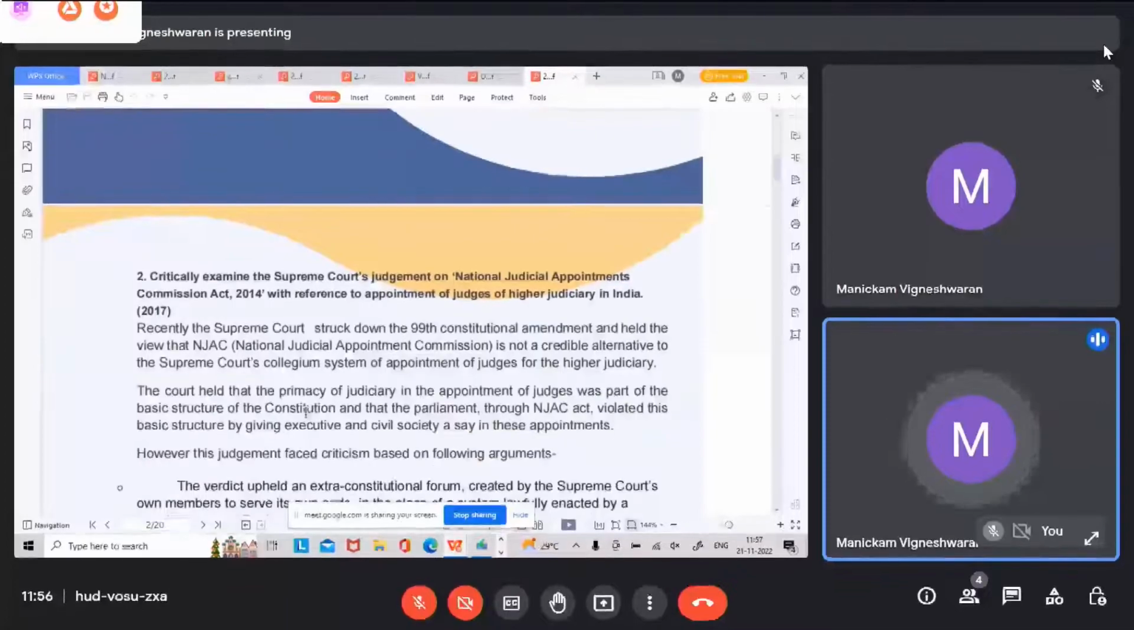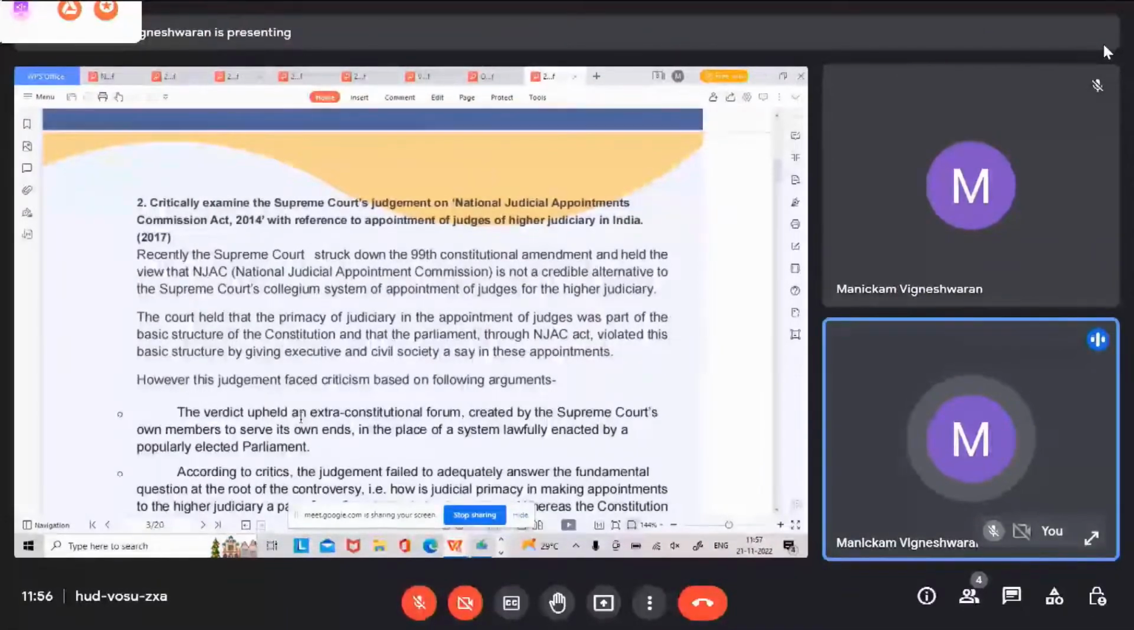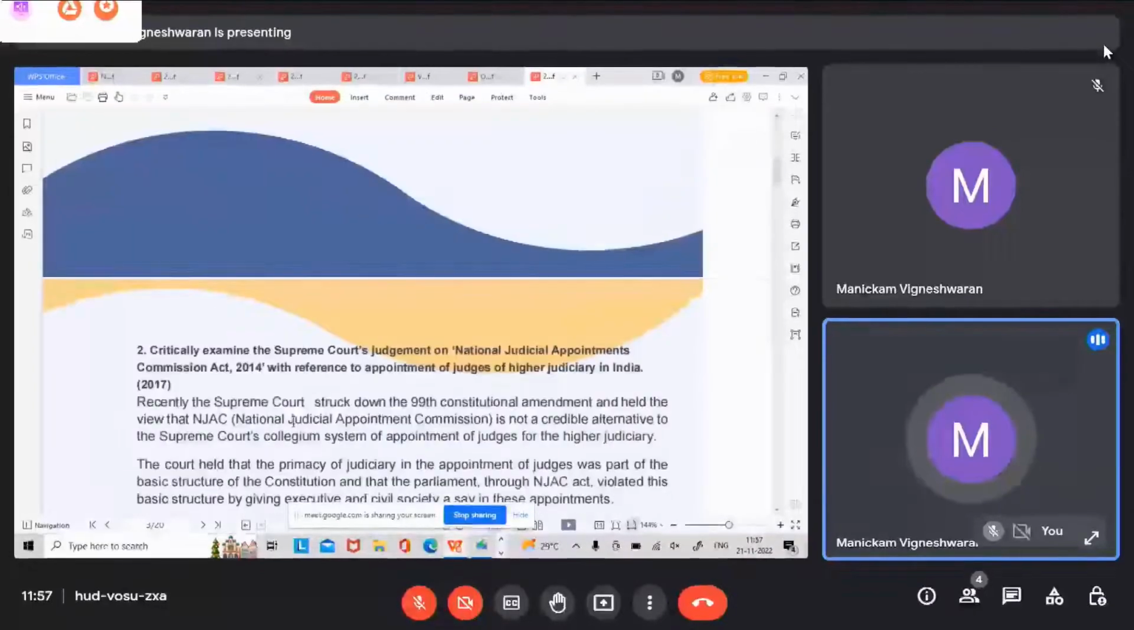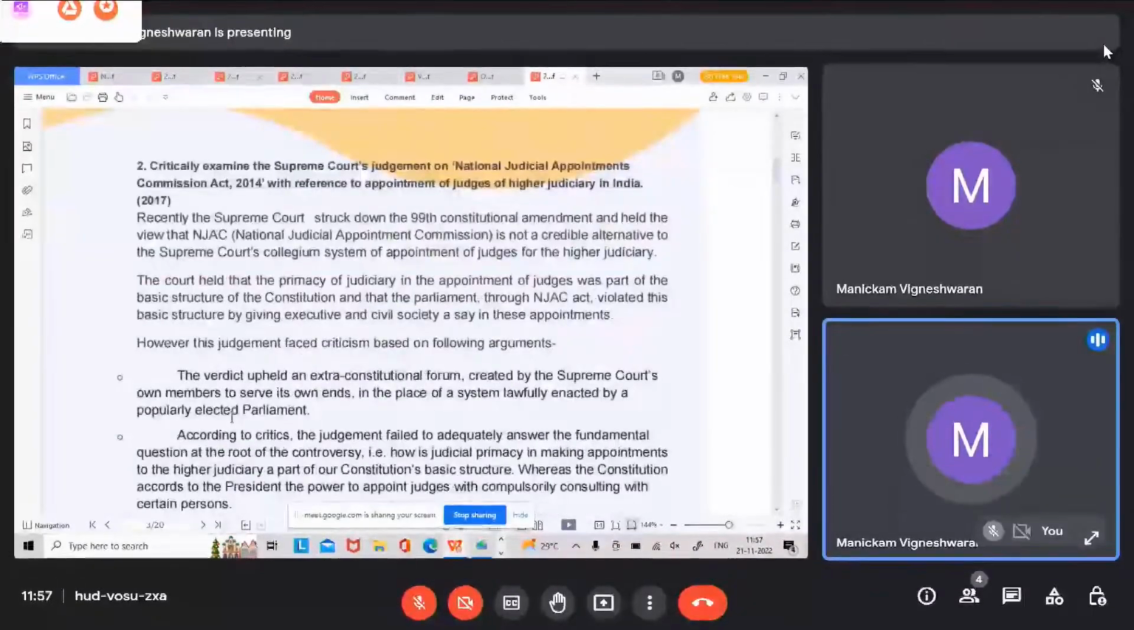Next, the second question: critically examine the Supreme Court's judgment on the National Judicial Appointments Commission (NJAC) 2014 with reference to the appointment of judges of the higher judiciary in India. Recently, the Supreme Court struck down the 99th Constitutional Amendment and held in its verdict that the NJAC is not a credible alternative to the Supreme Court's collegium system of appointment of judges for the higher judiciary.